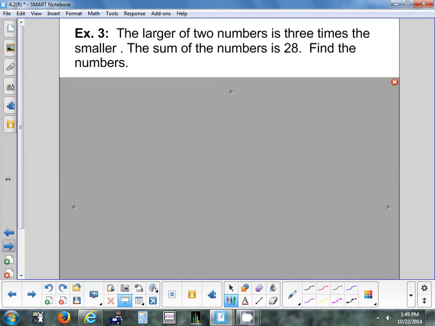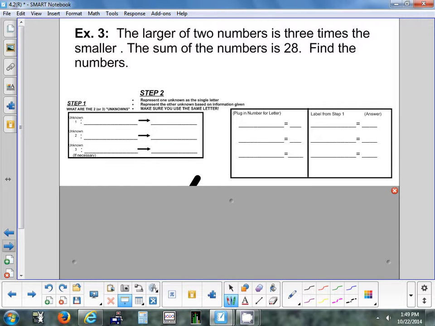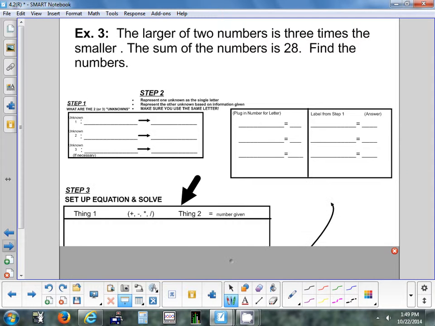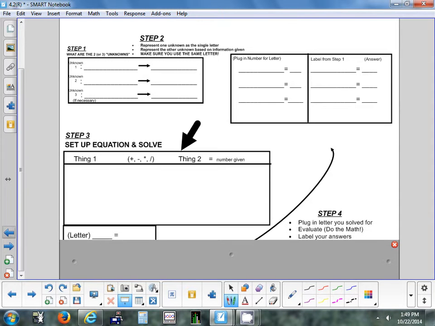This one. All right, the larger of two numbers is 3 times the smaller. The sum of the numbers is 28. Find the numbers. You guys, on your own, right now, do this box. Actually, you know what I want you to do? I want you to do this box. Hold on, kiddo. All I want you to do is do this box and do that box. All I want you to do is get your unknowns, get them set up, and get your equation set up.